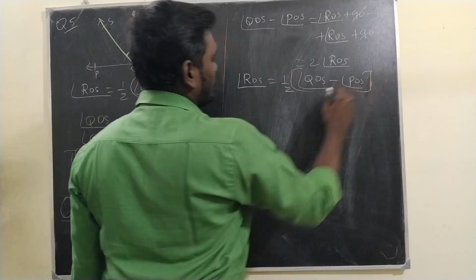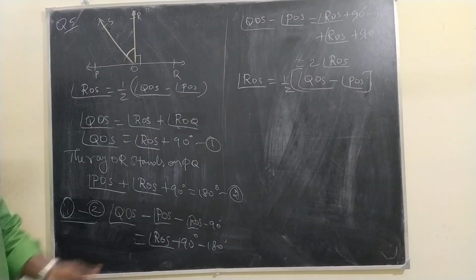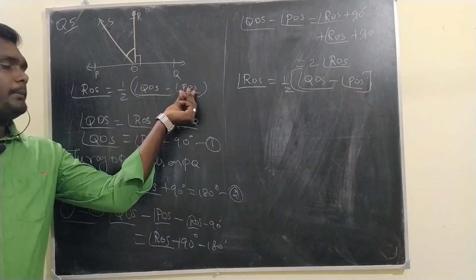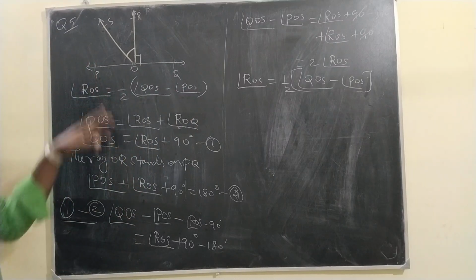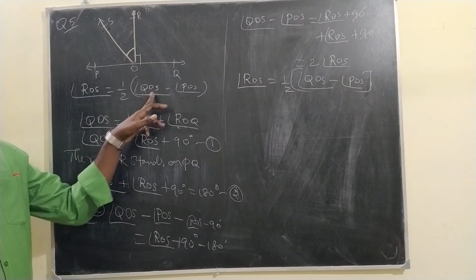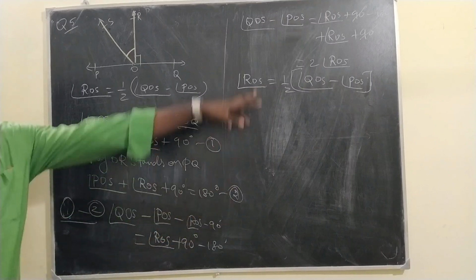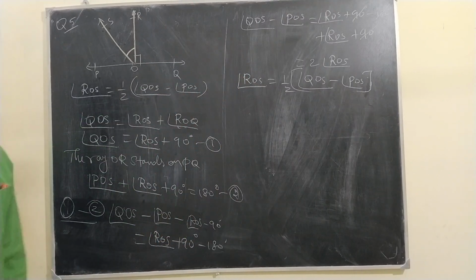That's all. Got it? See, I simply expressed QOS and POS in terms of ROS. After that, I subtracted those two, so that we had QOS minus POS. Then we had the result at last. Got it? Such an important question, bro.